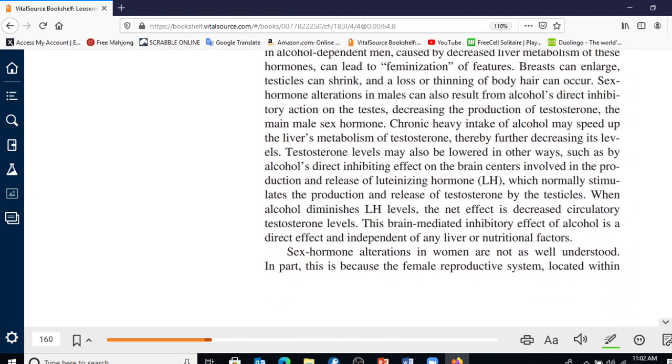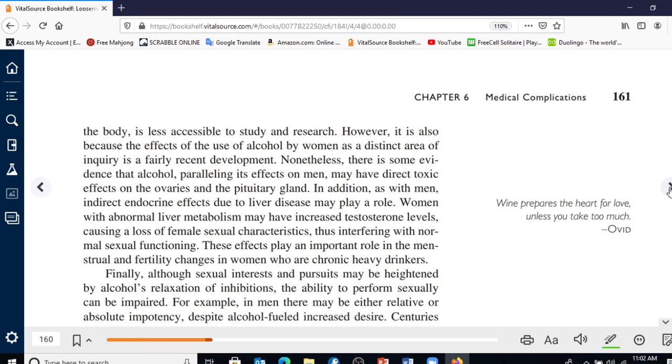What else do I want to say? Sex hormone alterations in women are not as clearly understood. They need to be researched further. Maybe some of you guys will be doing that. I don't know.